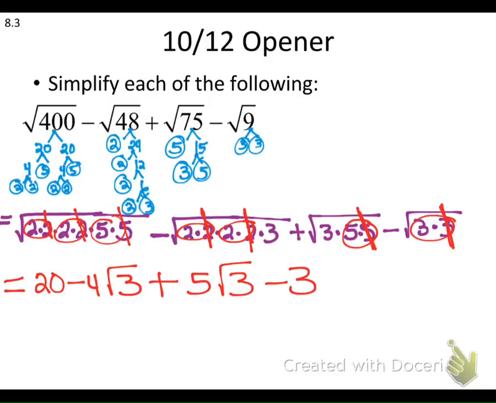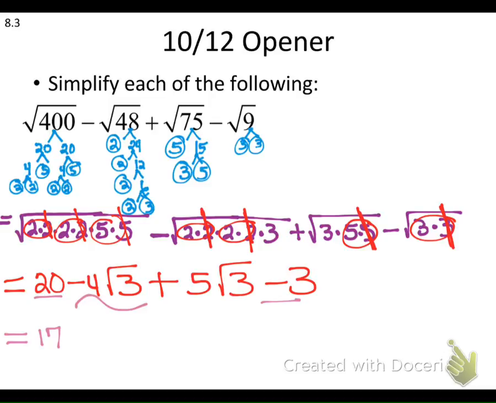Now it's the tricky part. I need to combine my like terms here, but which one do I do first? Rihanna? Don't you do the least one? That's 20 and 3. Good. So the one with the smallest radicand is going to be 20 minus 3, because there's no square root with it, so the radicand is 0. So what's 20 minus 3? Okay, so 20 minus 3 is 17.